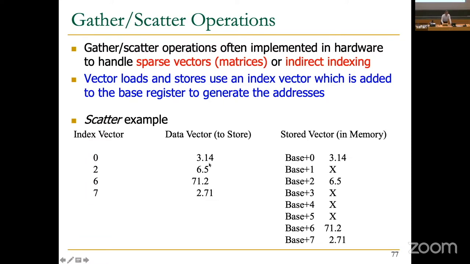These are the locations from a base address that we're going to store this data vector to. Now, this is a simple example. We have only 4 elements, but what this means is that the vector should be stored this way in memory. At base location, which needs to be specified somewhere, +0, we should store 3.14. At base +2, we should store 6.5. At base +6, we should store 71.2. At base +7, we should store 2.71. And the rest we don't touch.